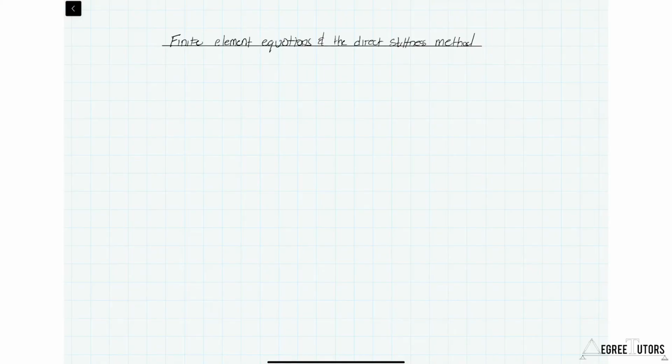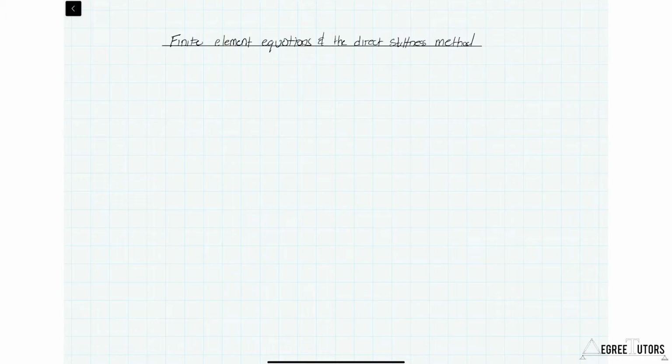Right, so in this lecture, we are going to talk about finite element equations and the direct stiffness method. Now, we're going to keep it fairly light in this lecture, and all I really want to do is establish a couple of different ideas and really just set the scene, set the roadmap for what we're going to be doing in this section and why we're going to be doing it.